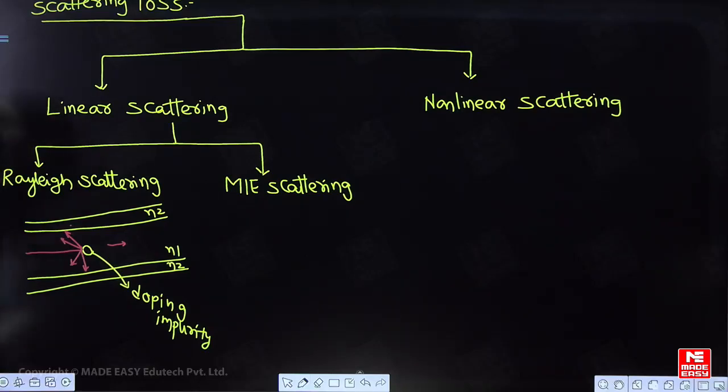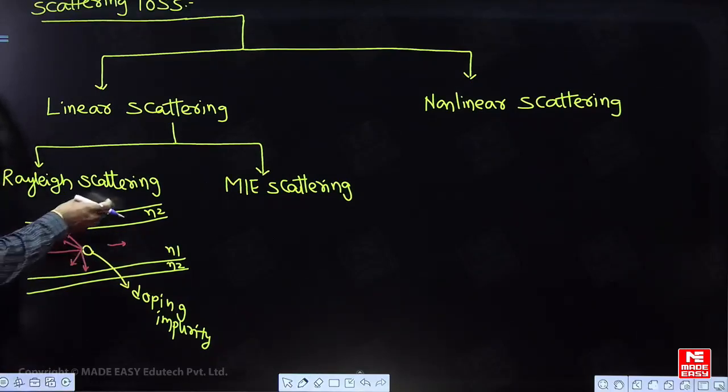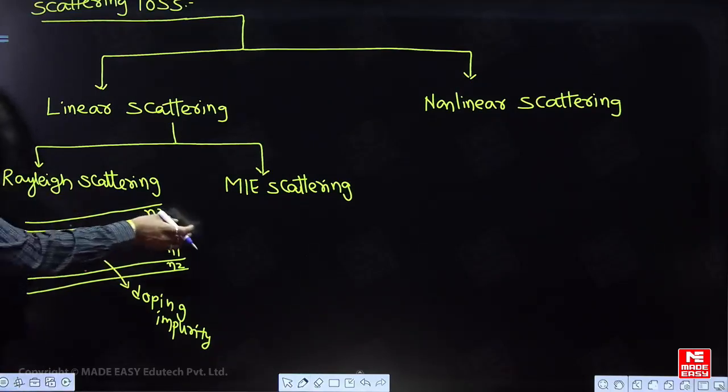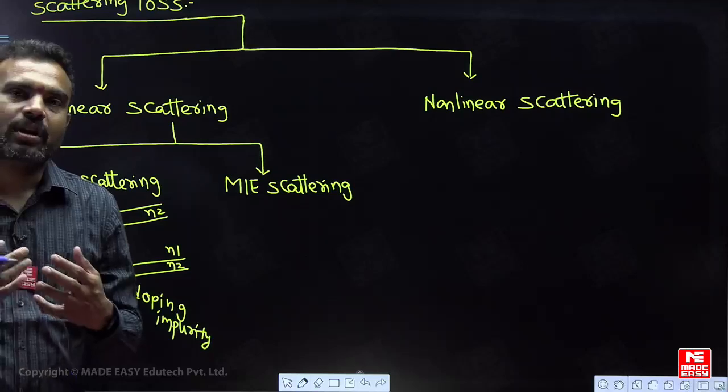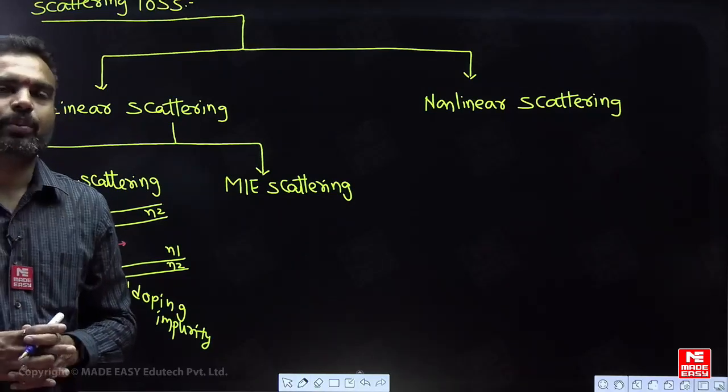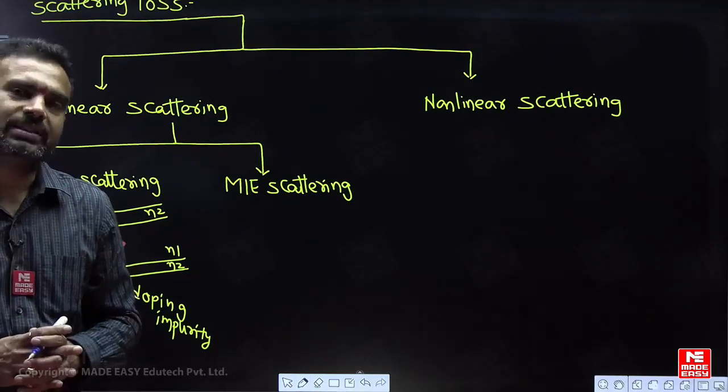So this is what is called scattering. In this scattering, light is diffracted in all directions. Some of the light escapes through the cladding and some of the light propagates down the fiber. This scattering or diffraction is what we call Rayleigh scattering. It is named after a scientist called Rayleigh.